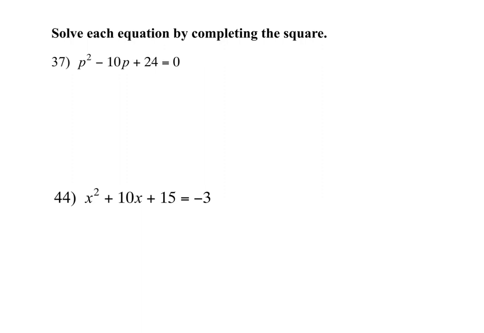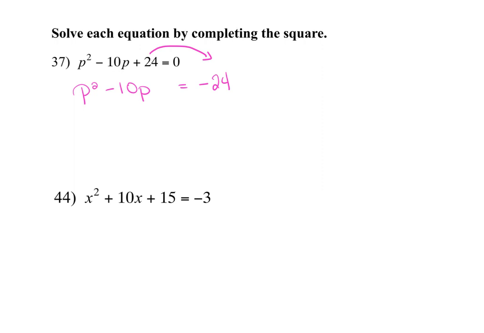So when you're doing completing the square, this is the one time you don't have to have it equal to 0, right? You actually want the variable squared and the variable by itself and the number on the other side. So I'm going to start by moving this 24 over to the other side. And I'm going to say p squared minus 10p on this side, and because I moved it over, I have a negative 24 on that side.